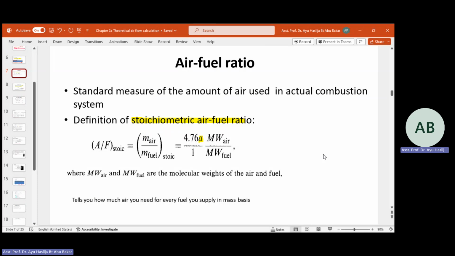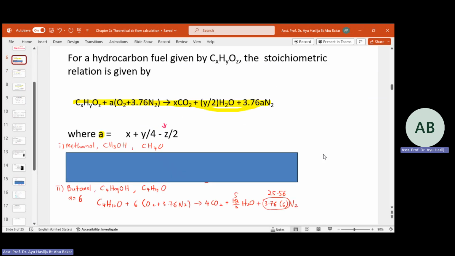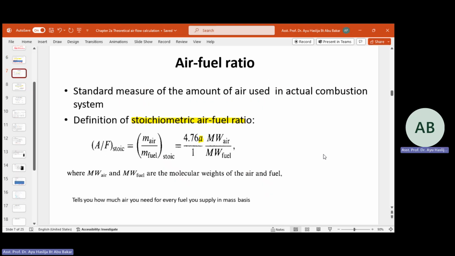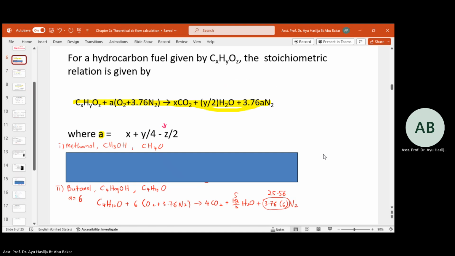Continue on the air-fuel ratio. Before that, ada soalan from previous? Faham? Okay. Just to recap, yesterday kita cari A. The important part is to find the A. Then from there, we generate the combustion equation.